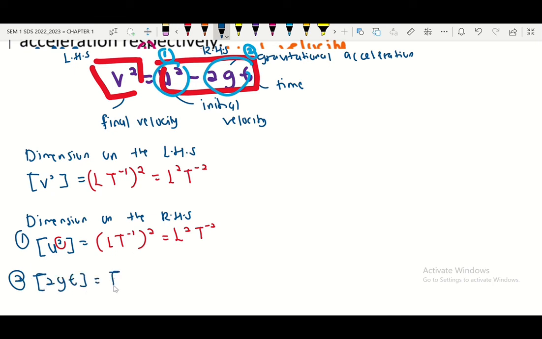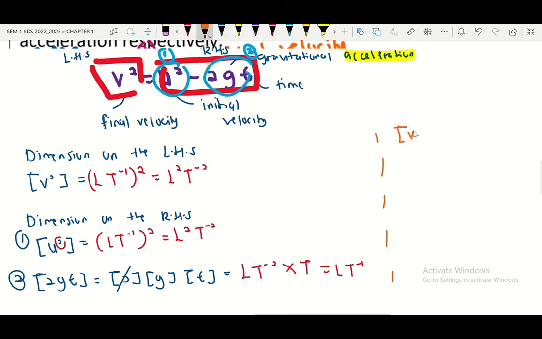Okay, 2G dan T. Okay, Miss nak tanya, 2 ni ada dimension kan tak ada? Okay, dimension dia adalah 1. Jadi, kita boleh ignore. What about G? G ni adalah gravitational acceleration. So, acceleration, dia punya dimension adalah LT negative 2 dan time adalah T. So, therefore, dia akan dapat LT negative 1. Okay, cuba tengok dimension on the left hand side and right hand side. Sama atau tidak?